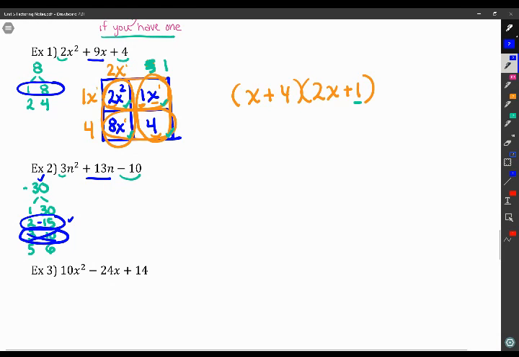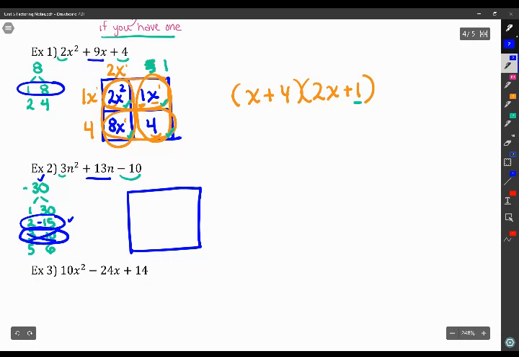Okay, and so we know we're going to use the top one. We're going to do the box. First term, which is 3n squared, goes in the first box. Last term of negative 10 goes in the last box. And then the pair that I pick, which was 2n and negative 15n, goes in the other two boxes. And then we take out greatest common factor.